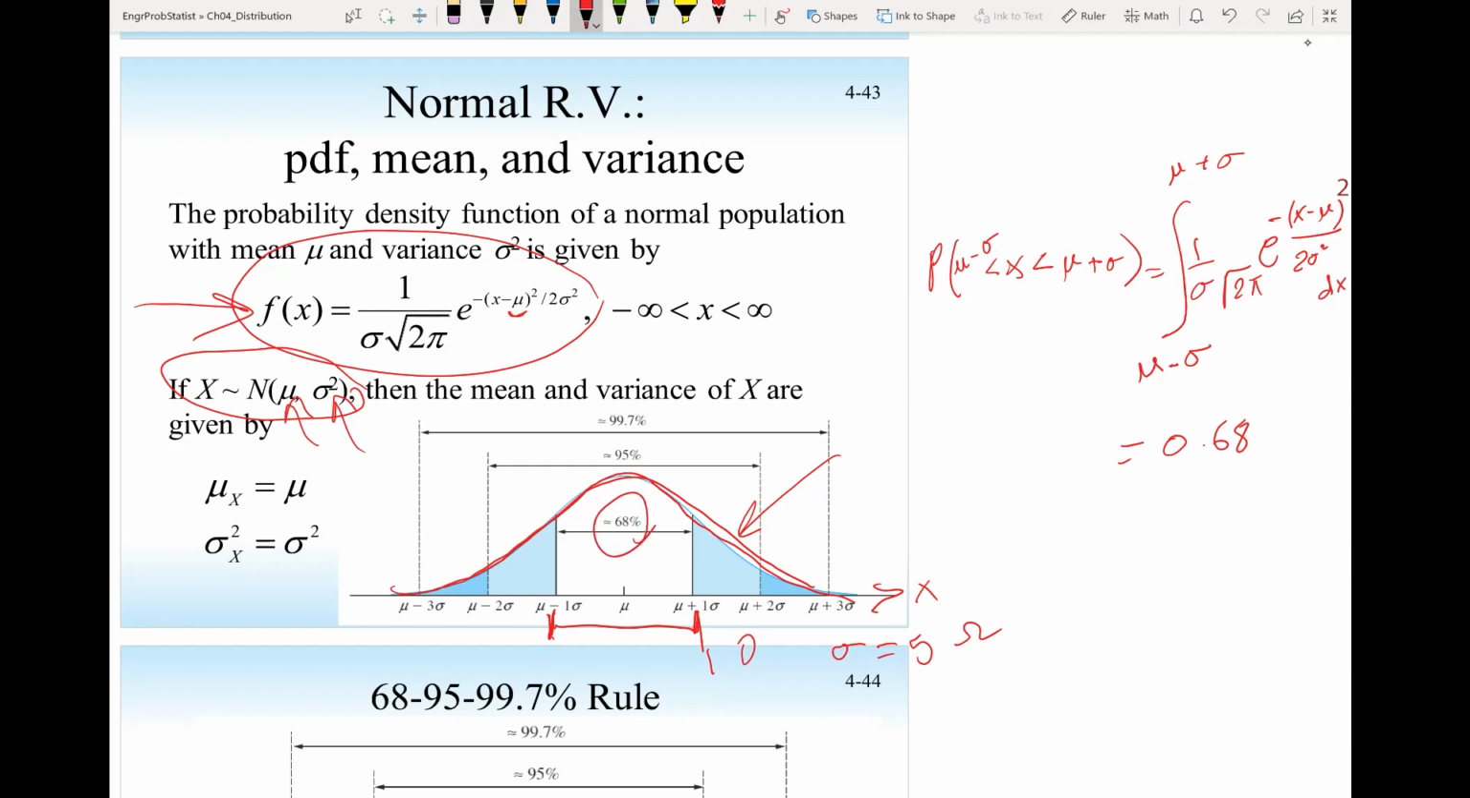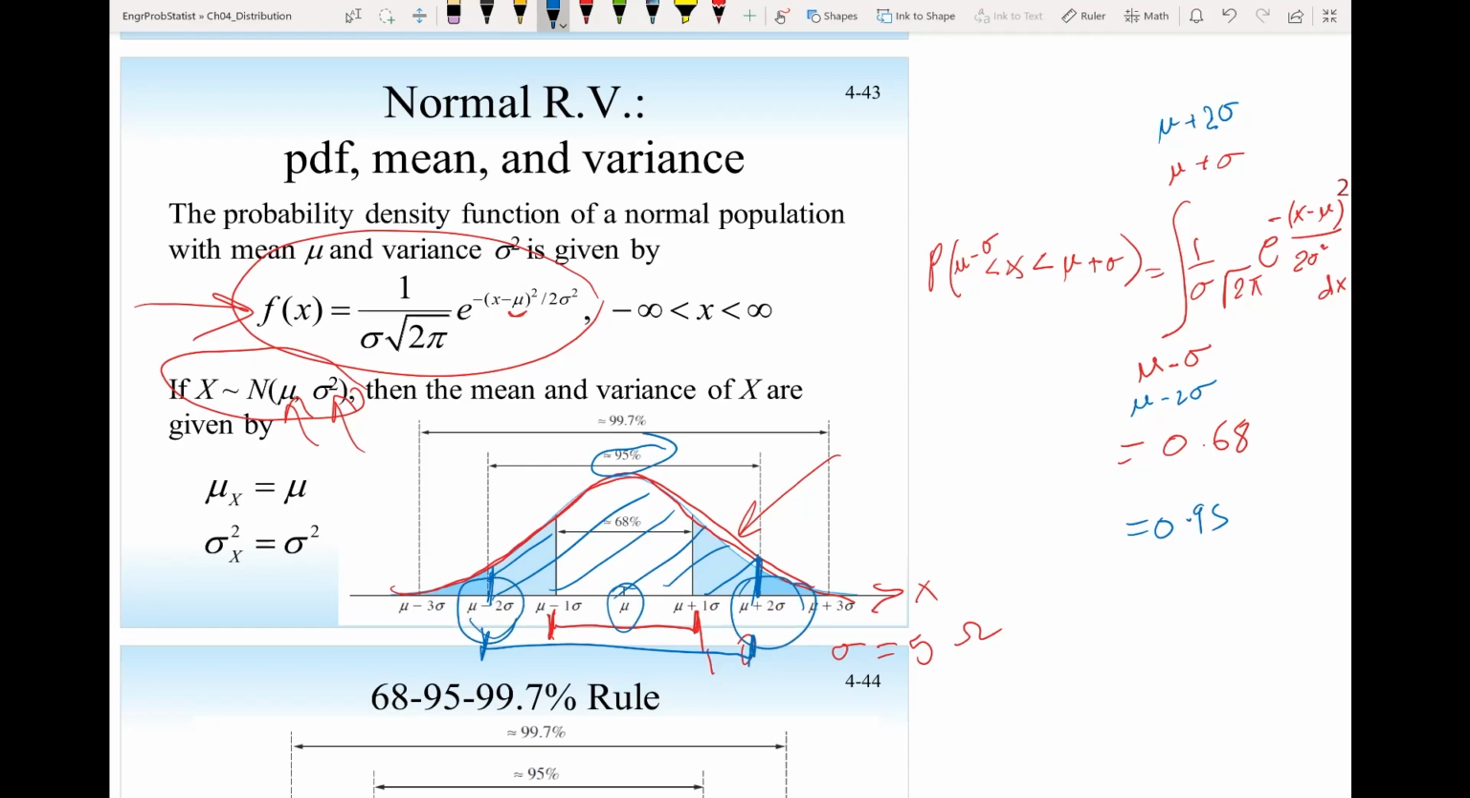Now, if I integrate from here, mu minus 2 sigma to mu plus 2 sigma, then I will get this area. And this area will come 0.95. So 95% of the resistor values will be around mu plus minus 2 standard deviations.